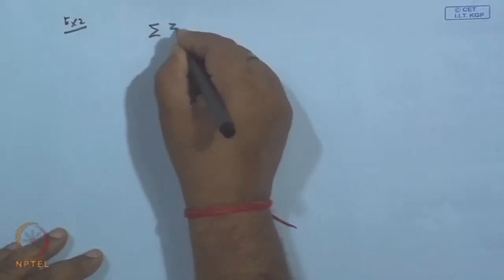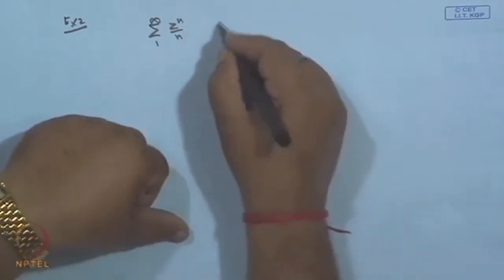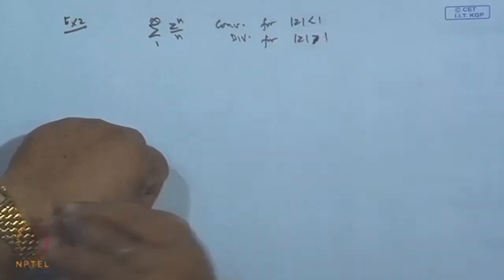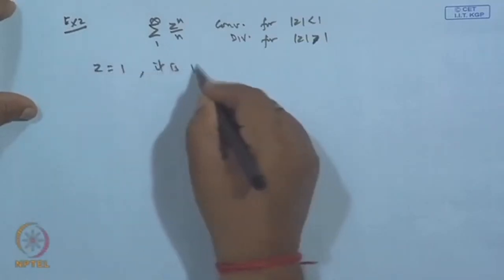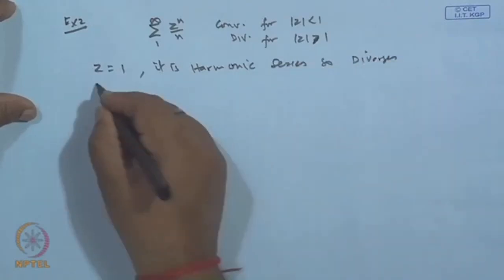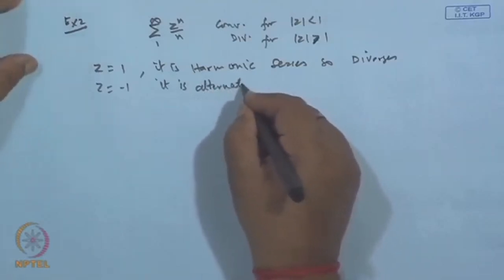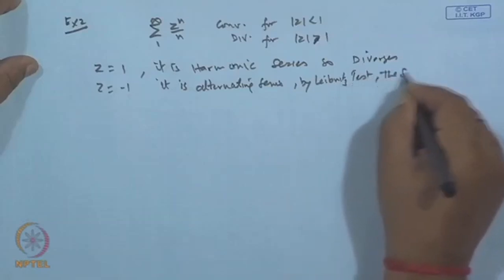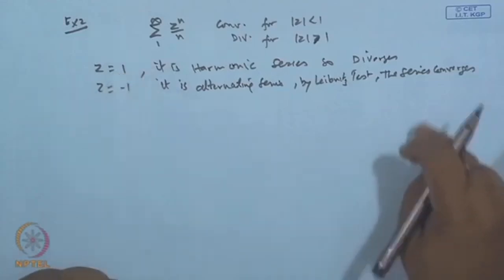Choose the series z to the power n by n, n from 1 to infinity. Now, if you look this way, then obviously this series converges for all mod z less than 1 and diverges for all z satisfying mod z greater than 1. When z is equal to 1 it is the harmonic series, so it diverges, while for z equal to minus 1 it is an alternating series, so by the Leibniz test the series converges. So what we can say here is that it converges at minus 1, but diverges at 1.